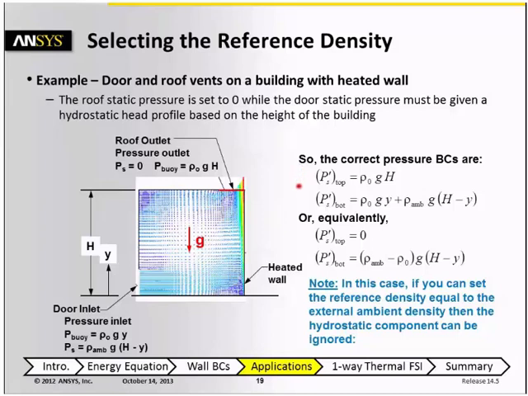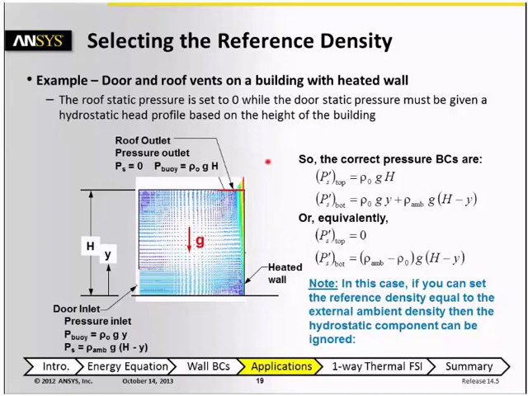It turns out though we can subtract rho naught times g times h from both of these equations, and when we do that, then at the top boundary, the modified pressure that we need to enter in the boundary conditions panel is 0, and you can see clearly, as the blue text states, that if we set the operating density equal to the ambient density, then this term also becomes 0, and that means that we can specify values of 0 for both the door and for the roof.